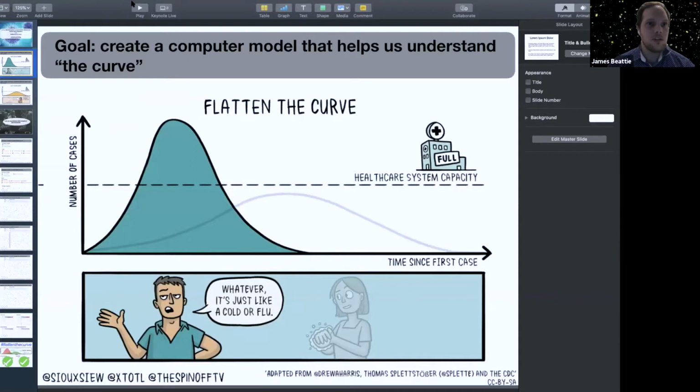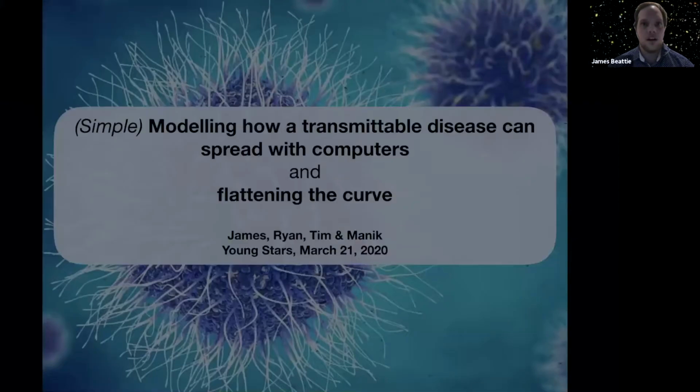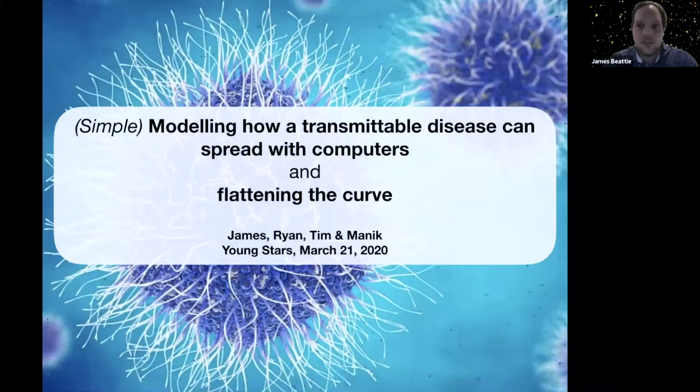So today I'm going to be talking about modeling transmittable diseases. So, just trying to get a very simple model together with a computer that allows us to understand how these diseases spread through population. And also I'll be talking about flattening the curve.